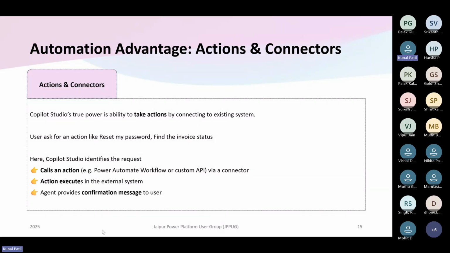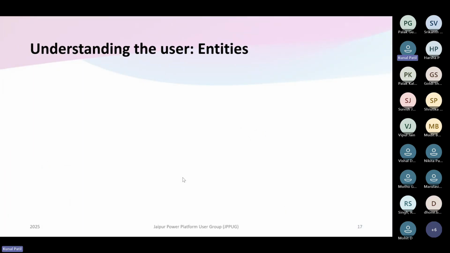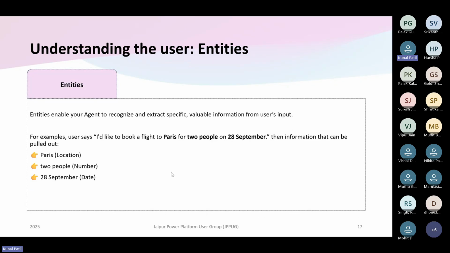Okay, moving to our next feature, it is entities. So far, we have talked about what Copilot Studio can do, but how does it understand the user's intent and extract the crucial information from the request, or what the user is asking to do? That's where entities come into the picture. An entity is a piece of information that you want to recognize and save from the user's input.